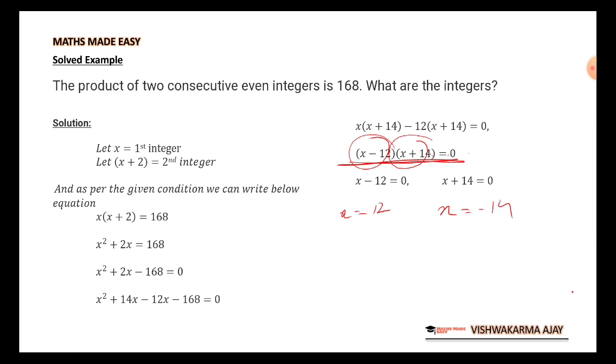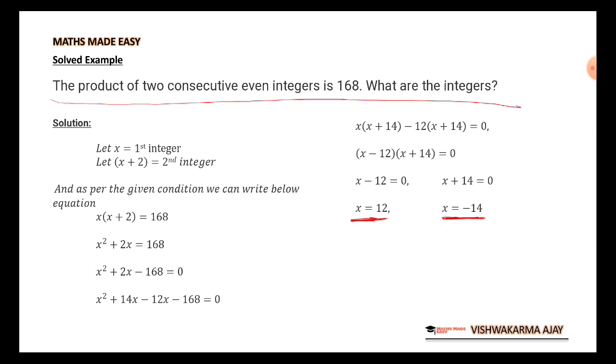Now pay attention to your question. Sometimes there is going to be a case where you will neglect one of the values based on what is asked in the question. For example, in here they ask us about even integers. Both are even. Now an integer is a whole number, not a fraction. It can be positive, negative, anything. So I cannot ignore any of them.